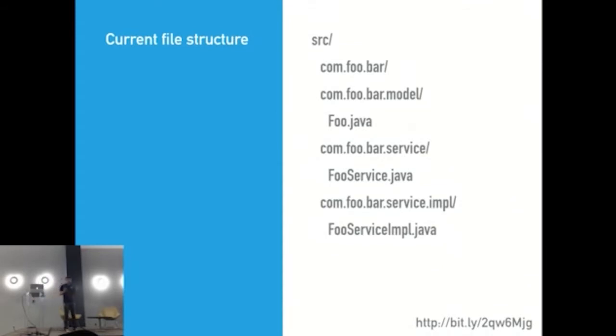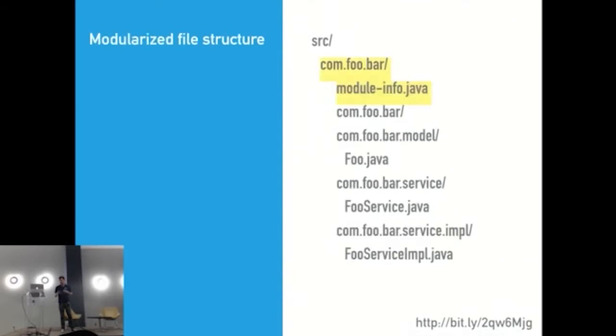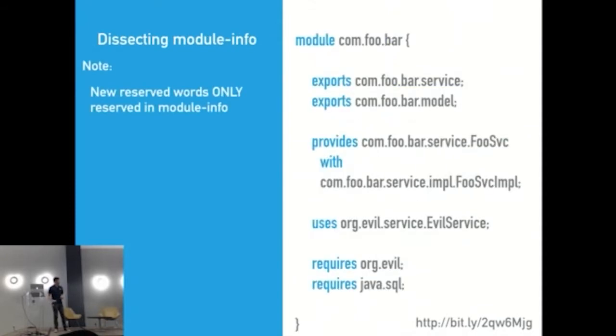All right, so back in the misconceptions about Java 9, I made reference to how it will be labor intensive to modularize your code base. So here is the current file structure. We just have our source, then our base package, and all of our packages and code below. When you modularize the code, your file structure will probably look somewhat similar, but we'll add this new com.foo.bar folder, and under that, we'll put module-info.java. Let's look into that module-info.java, and that can also help explain this new file structure.